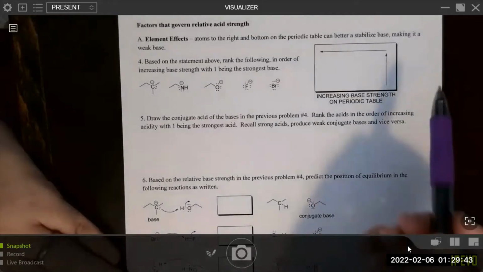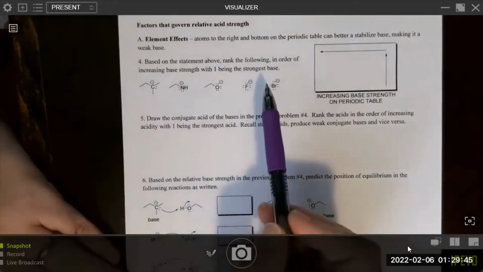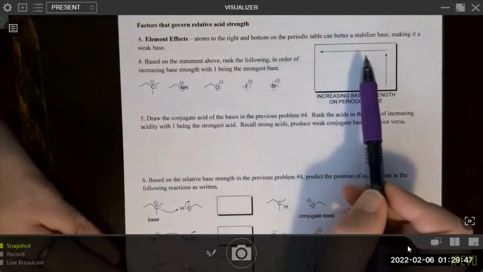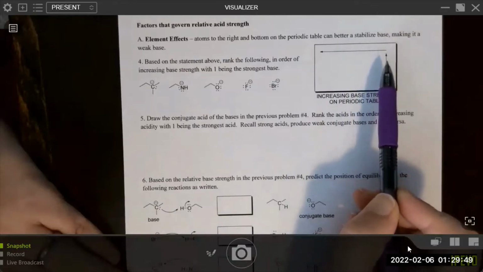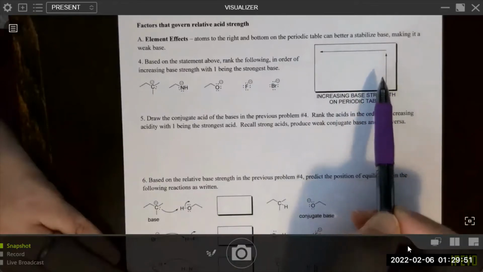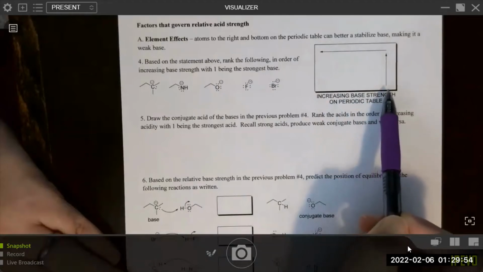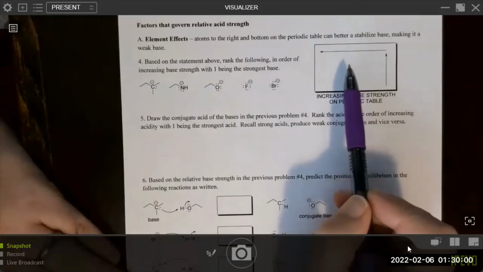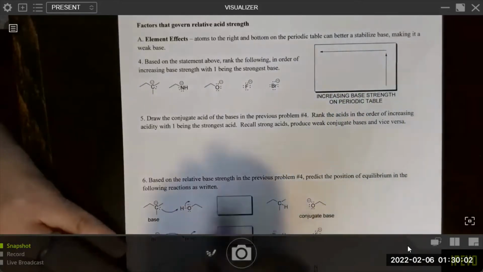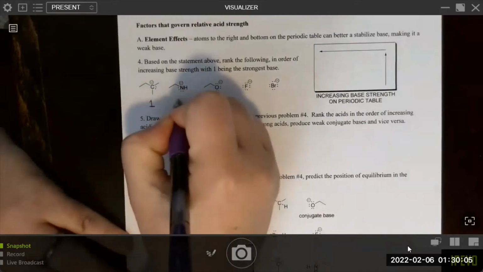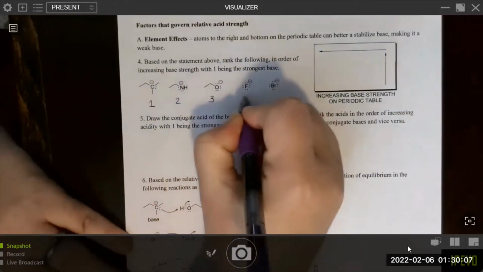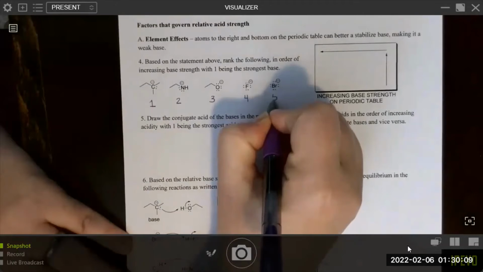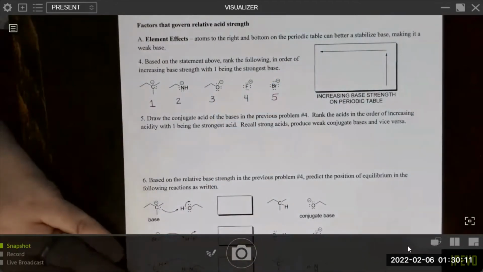Right? Well, if you think about where these atoms are on the periodic table, we have carbon, nitrogen, oxygen, fluorine, and then down 2 would be bromine. So if base strength increases as you go up and to the left on the periodic table, then carbon with a negative charge should be the strongest base. So these are actually nicely already sort of ordered for us, which is convenient.